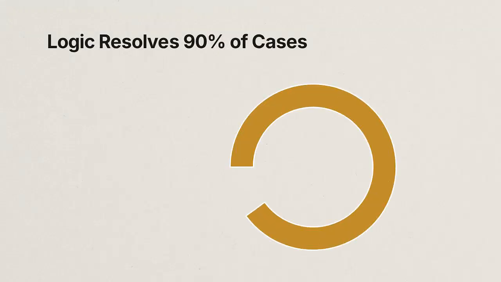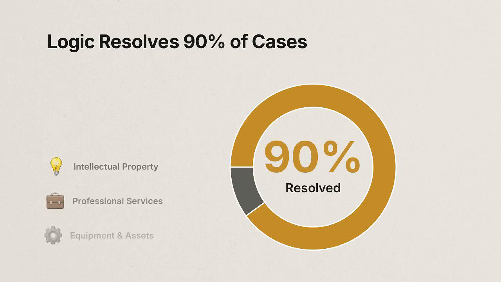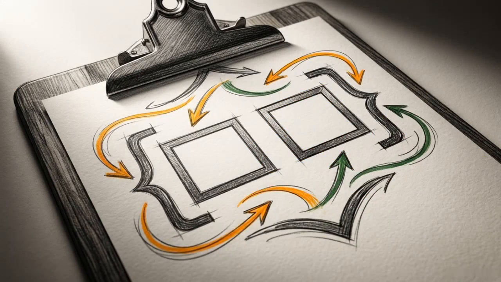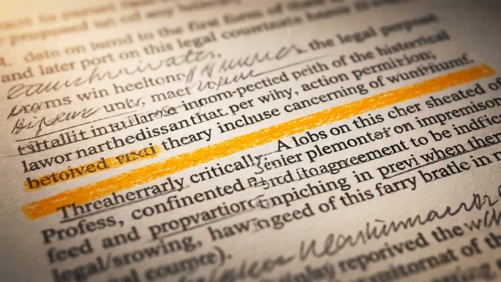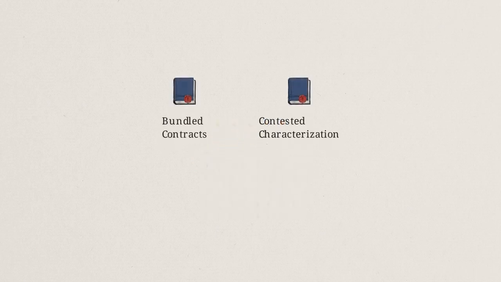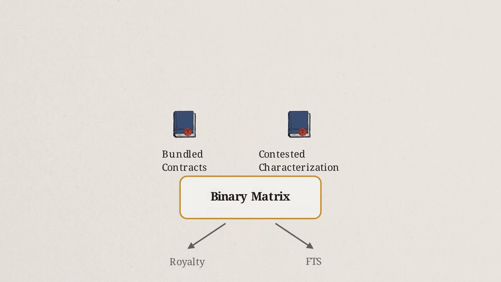Following this logical deduction resolves roughly 90% of all cross-border payment classifications. Mastering Section 96B depends on the rigorous application of this single binary test. This matrix is effective, but boundary conditions do exist in international tax. There is a remaining 10% of cases that this matrix cannot separate cleanly. This final 10% involves complex bundled contracts or transactions with actively contested legal characterizations.